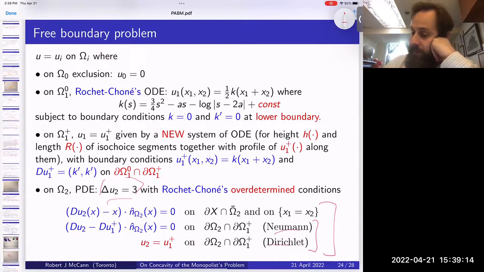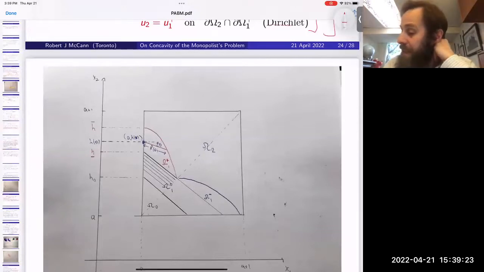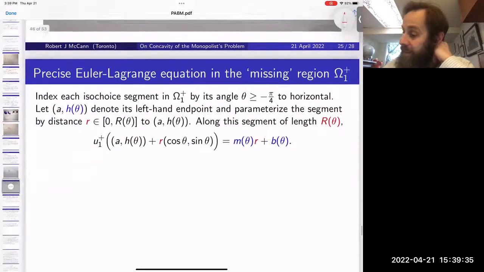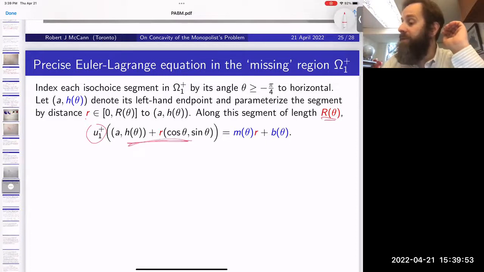Okay. And so let me try to write down what this ODE is. Here's the picture. As a function of angle theta with the horizontal, I'm going to need sort of the length of this curve, call it R, and also the height h at which it intersects the diagonal. And then if I call r the distance along the segment of length capital R of theta, U plus 1 has to be, as I said, an affine function of where I am along that line. And so it's given by some function m of theta times r plus an offset b.